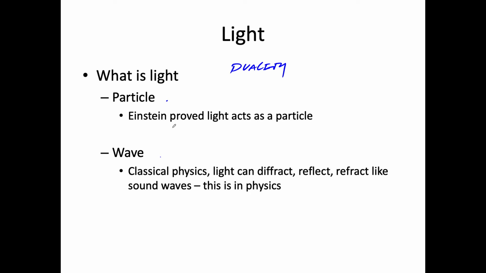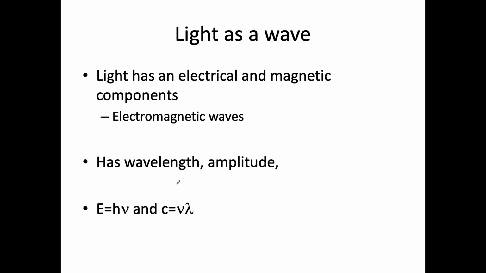It does both. Einstein, as we'll talk about later, proved that light acts as a particle. And then as a wave, we're talking about classical physics, where we can reflect light, diffract light, refract. And we'll do more on wave mechanics in physics. But for right now, we're going to focus on light as a wave in this part of our lecture. And the reason why is that electrons that we're going to be talking about interact with light.